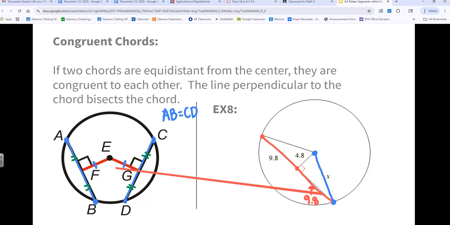Which one is the hypotenuse? The X. The X is your hypotenuse. So you're going to do 4.8 squared plus 9.8 squared is going to equal X squared. So 4.8 squared, Joey, make sure you're getting this down.